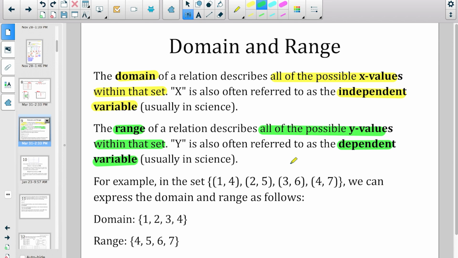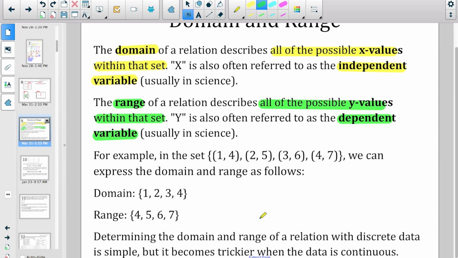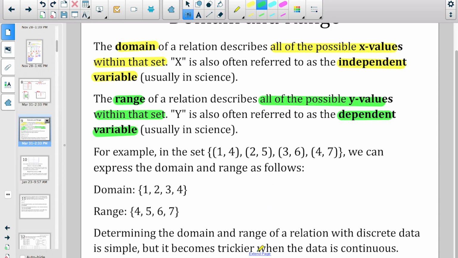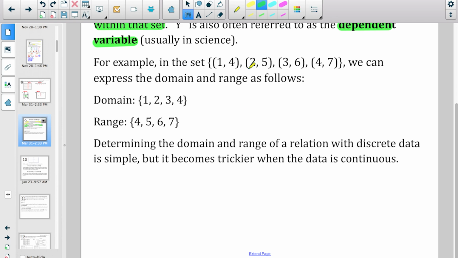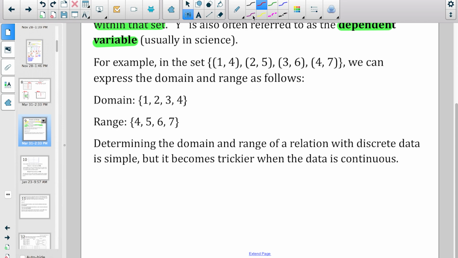Now within a set of ordered pairs, we can quickly figure out what the domain and range is. And remember that this is discrete data because we only have these 4 points. There is a pattern, but we aren't 100% sure that there are points in between them. So we can express your domain and range as follows.